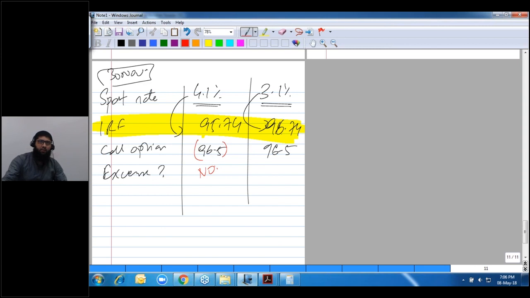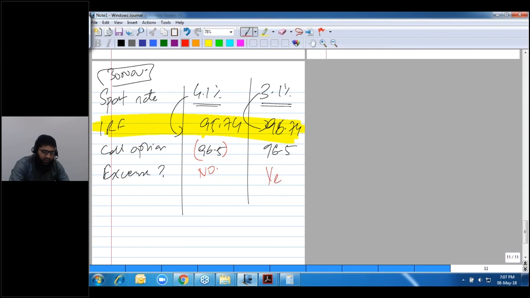I'm repeating it again. Just listen to it. What you need to do is understand this concept. You have a call option. That means you can buy. So if you're going to buy, you're going to pay this amount. And the interest rate future market is at 95.74. So if I'm going to buy at 96.5 and sell at 95.74, I'm going to have a loss. So I'm not going to exercise it.